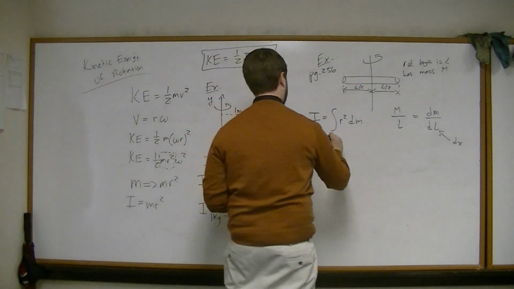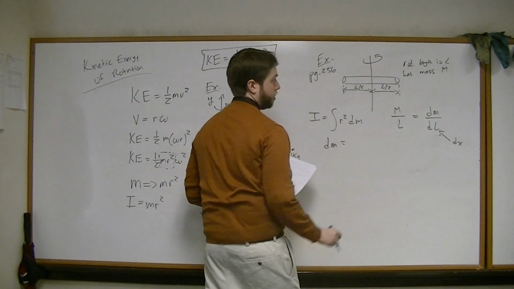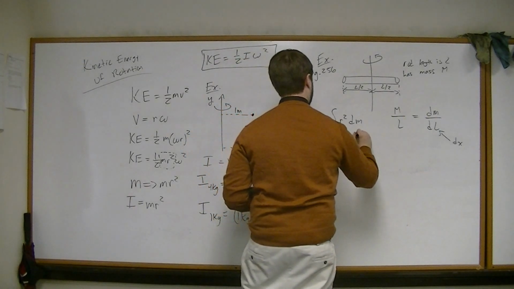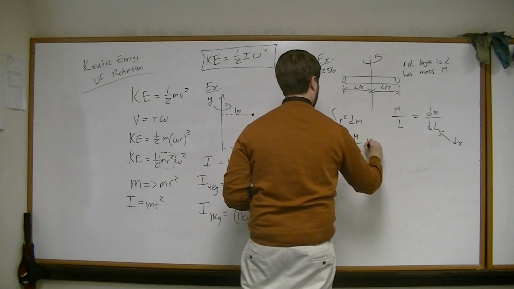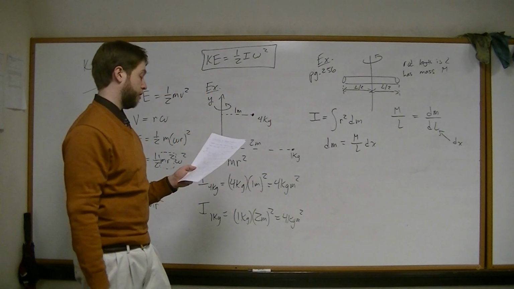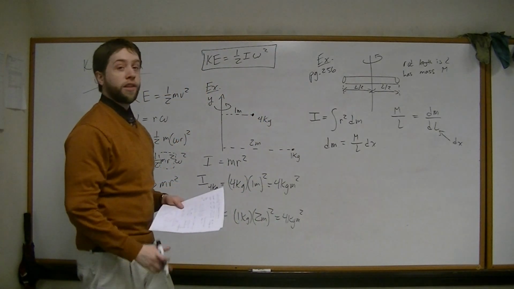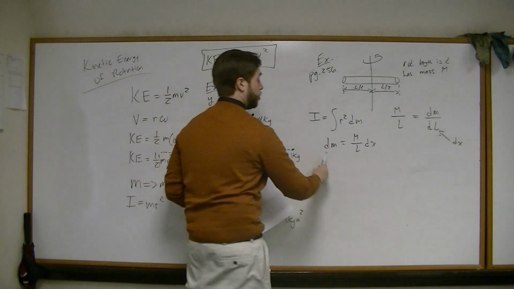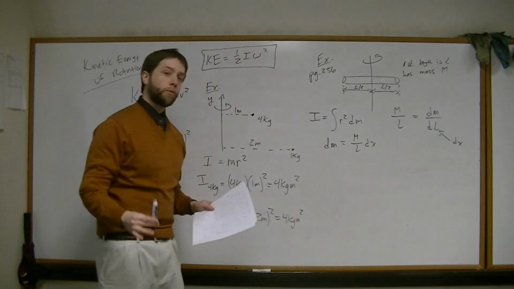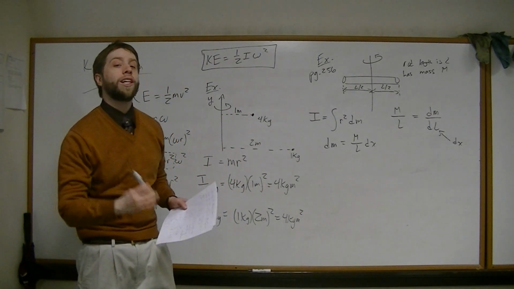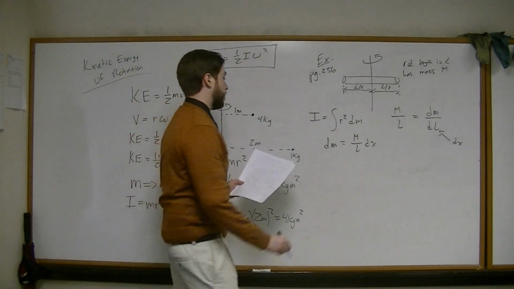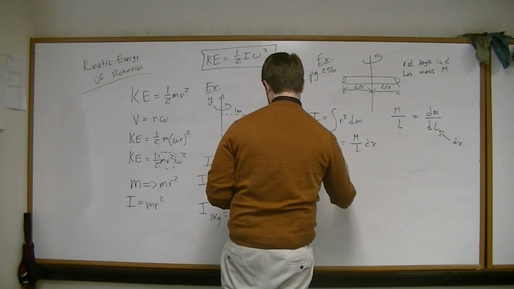Now we're going to get that dm, so a little bit of substitution, bring the dx term up top here. dm is equal to m over L times dx. This will allow us to substitute this dm term into this integral, because remember, we don't want to integrate over mass, we want to integrate over length. So now we're going to substitute that in there.